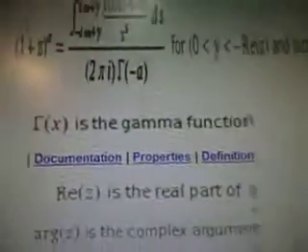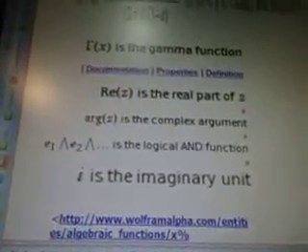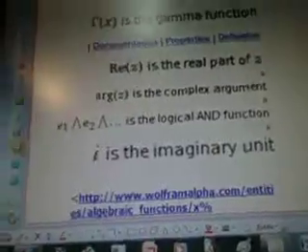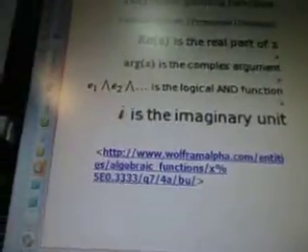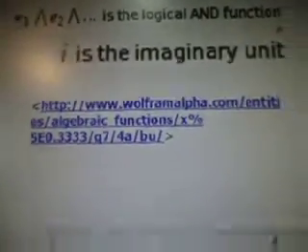Γ(x) is the gamma function. Re(z) is the real part of z. arg(z) is the complex argument. e1, e2 is the logical and function. i is the imaginary unit. And that's at wolframalpha.com. Here's a graph.